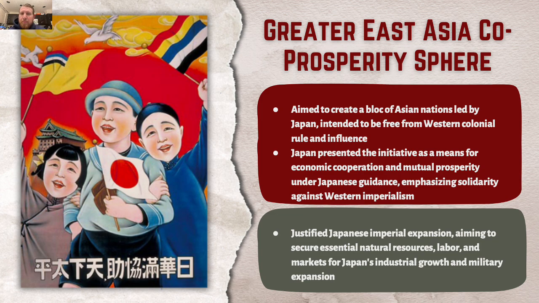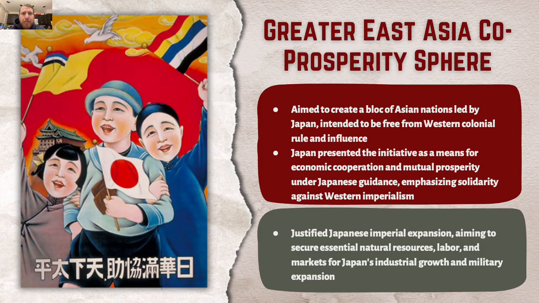The building of this began largely with the establishment of Manchukuo, and Japan positioned this initiative as a platform for economic cooperation and mutual prosperity. This is Asian solidarity against Western imperialism. This vision was framed as benevolent guidance by Japan, intended to usher in an era of shared wealth and freedom. But the reality was just a facade, really, for justifying Japanese imperial expansion across Asia.